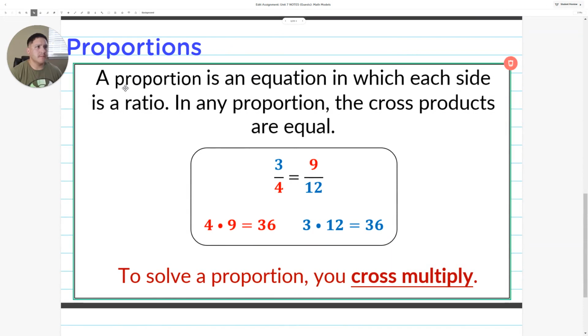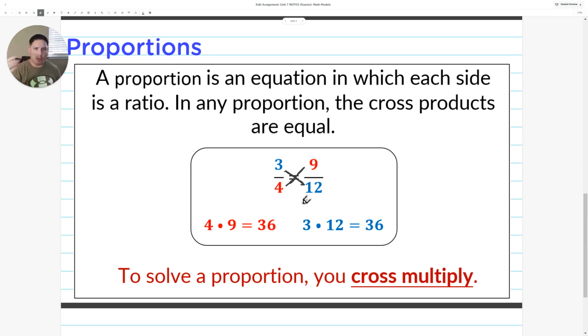Proportions. A proportion is an equation in which each side is a ratio. In any proportion, the cross products are equal. In a proper proportion, the cross products should be equal. What do we mean by cross products? We mean the multiplication of numbers across the equal sign in a diagonal.